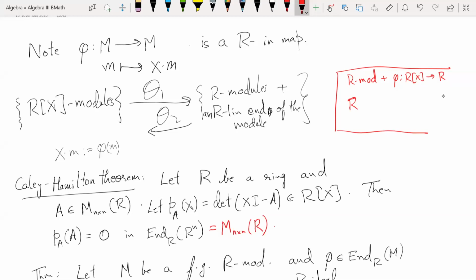So you get an Rx module structure from here, and from here you get an R module plus a linear map. Now, if we fix R and the module M, then the set of R modules plus ring homomorphisms from Rx to R will become Hom_R of Rx to R. So if I fix an R module M and the ring R, then the set of R modules plus ring homomorphisms from Rx to R will be the same as Hom of Rx to R.